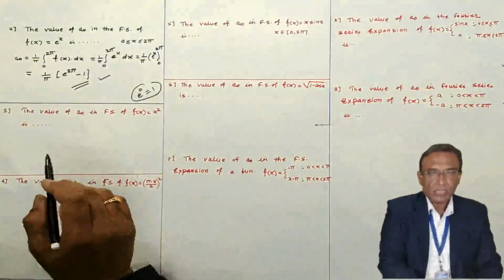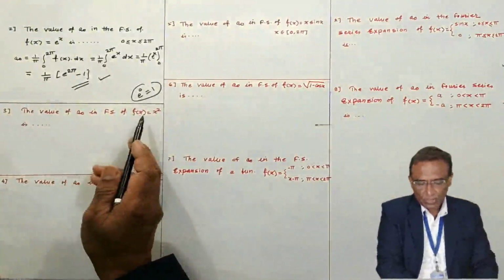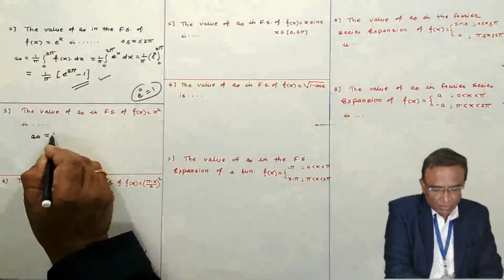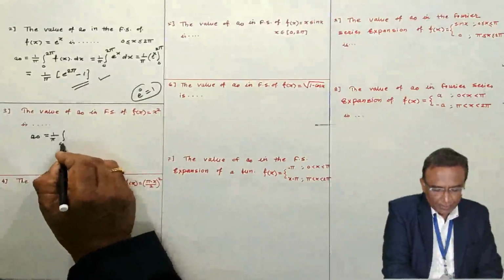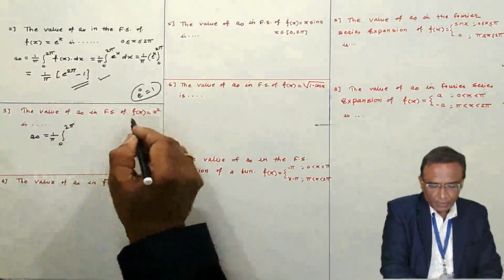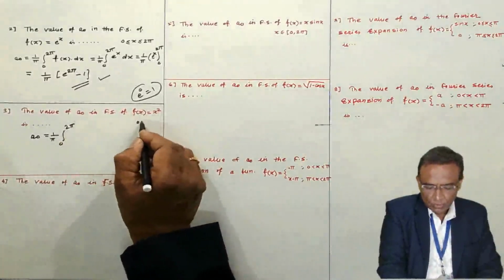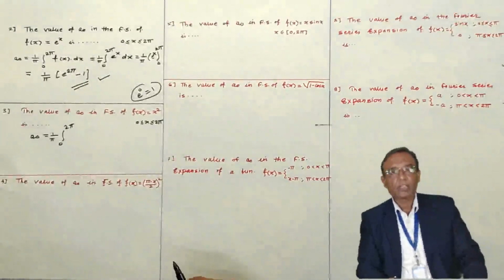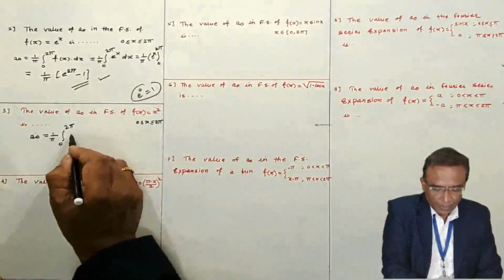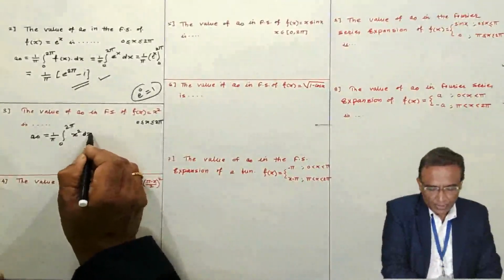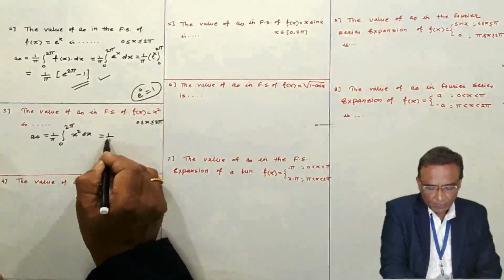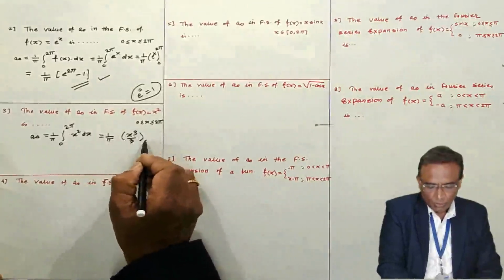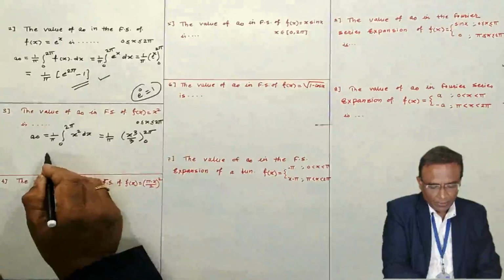Next MCQ: the value of a0 in the Fourier series of f(x). The formula is what? a0 equal to 1 by pi, integral 0 to 2 pi, for the range 0 to 2 pi. This is not written here, but we are discussing problems on 0 to 2 pi. x square dx, and what is the integral of this? Integral of x square is x cubed by 3, lower limit is 0, upper limit is 2 pi.